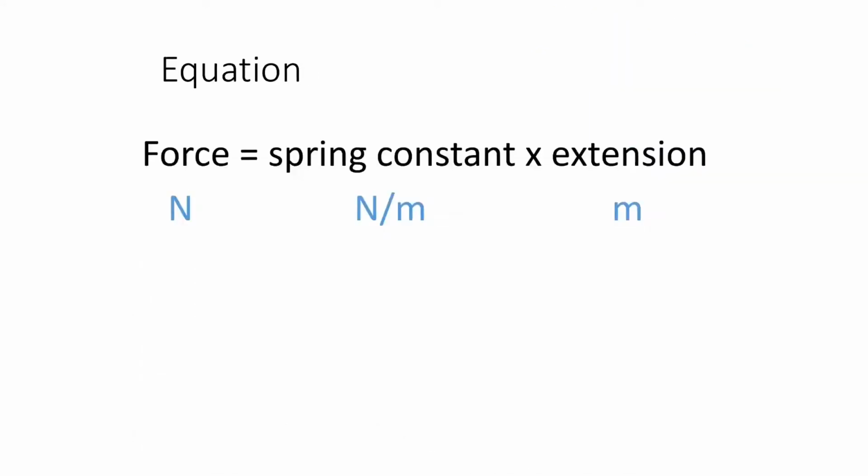So we'll now start looking at the equation that links all of this together. So force equals spring constant times extension, where force is measured in newtons, spring constant in newtons per metre, and extension is in metres. Now the spring constant, that's also known as the stiffness of the spring.